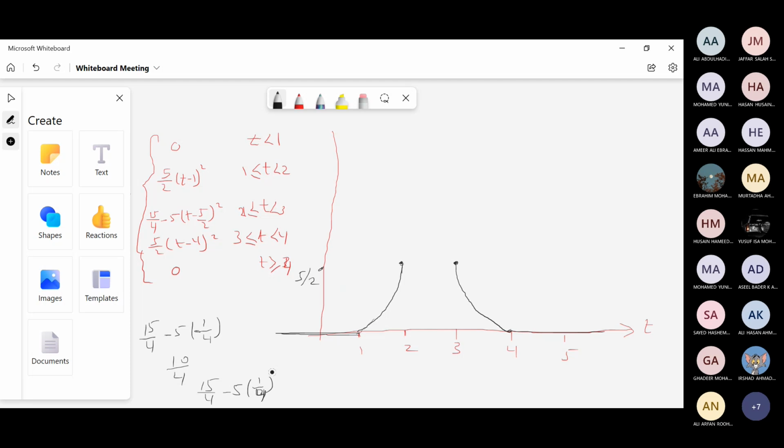Okay, between 2 and 3, which is here, it is a parabola, but we have a minus here. Then it is a parabola concave down. Okay, starting at 2 at 5 over 2, and here it is 3 over 2. So it's concave down, which means it is something like this.